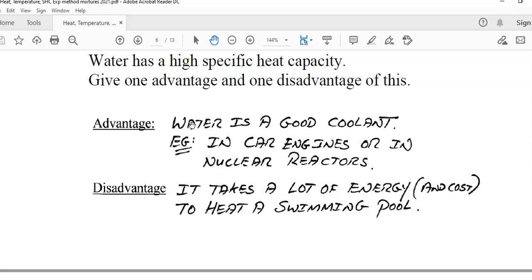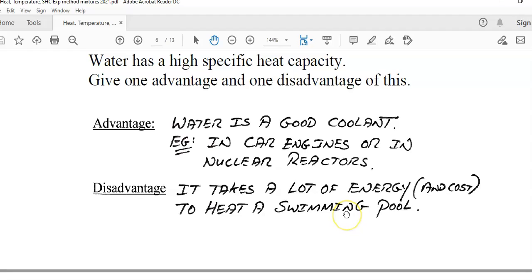And that is very useful if you want to cool things down. For example, in a car engine, water is used as a coolant to cool the engine down. And in nuclear reactors, water is used in the reactor core to prevent the reactor getting too hot and taking the heat from the reactor core to make useful energy out of it. So there are two advantages of the high specific capacity of water.